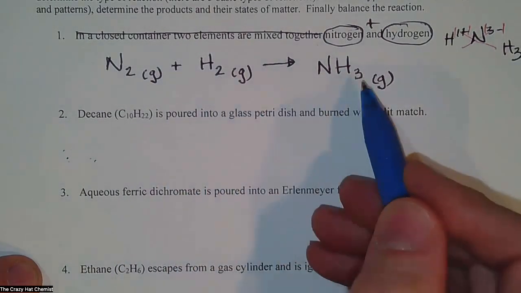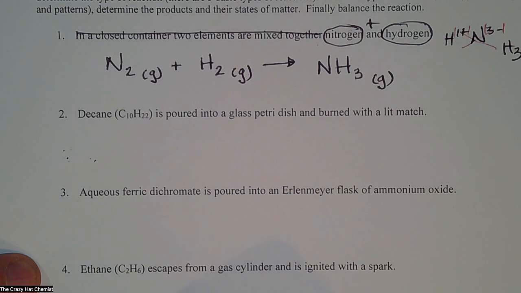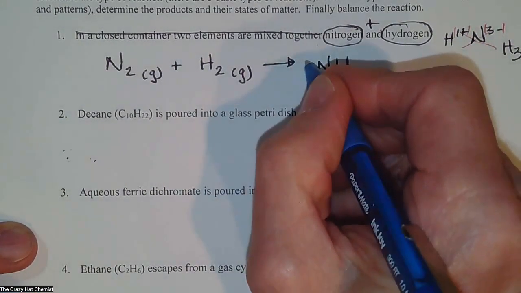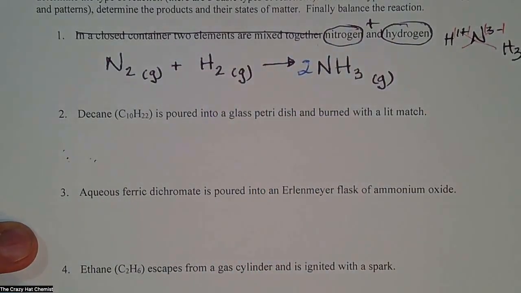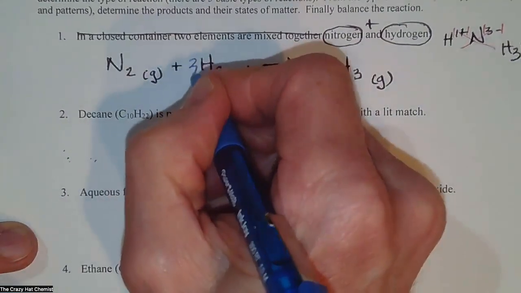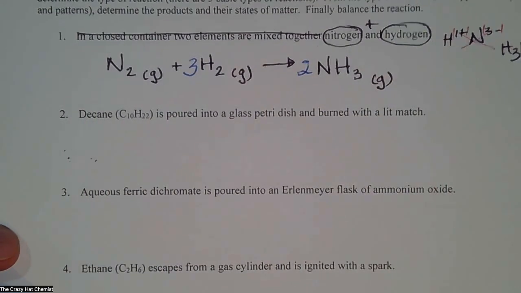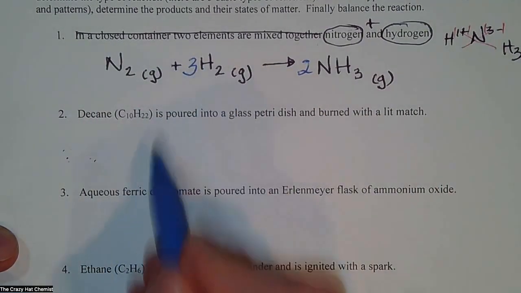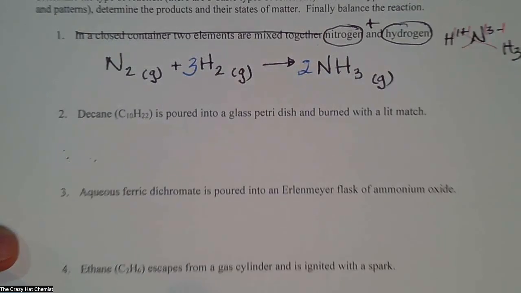So then we're going to look at the hydrogens. I have 2 hydrogens here, 3 hydrogens here, and I'm going to look for the greatest common factor between 3 and 2, and that would be 6. So I'm going to place a 2 right here in front of the ammonia, and then a 3 right here in front of the molecular hydrogen. And that would give me 6 hydrogens, and 2 times 3, that would be 6 hydrogens.